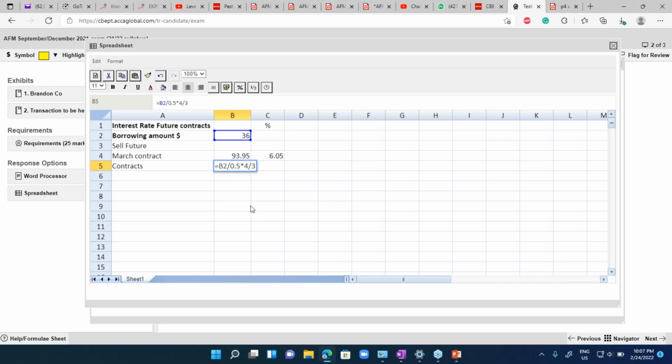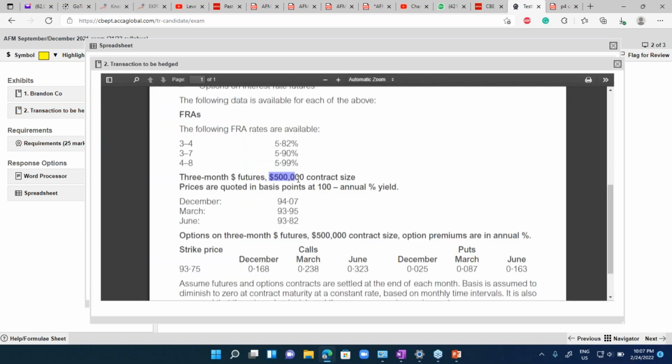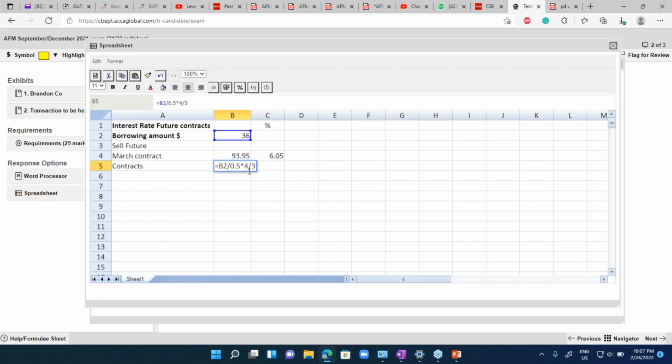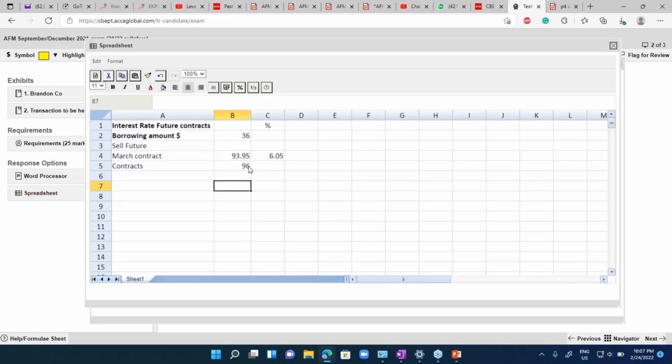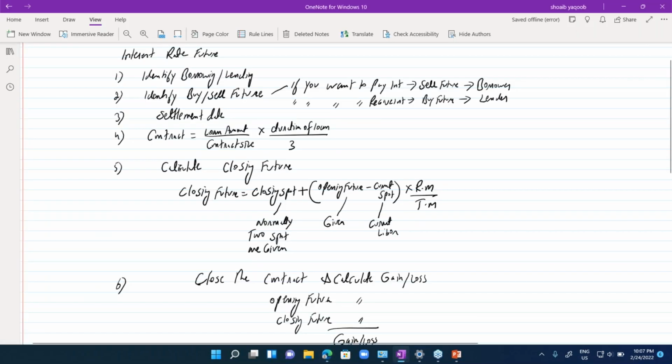It is 36 divided by contract size. Contract size is 0.5 million, into duration of loan, which is 4 divided by 3. Number of contracts are 96. So guys, what is the next step?